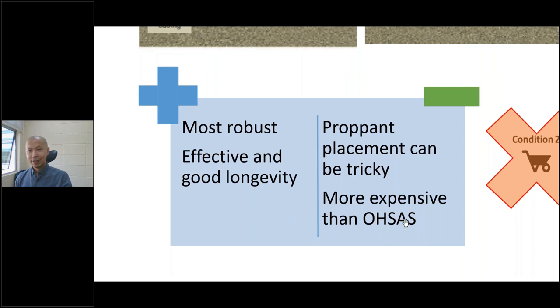So people always compare, do we really need a gravel pack? Can we just leave it with a screen only? It's cheaper. That's always difficult if you have a cheaper alternative.